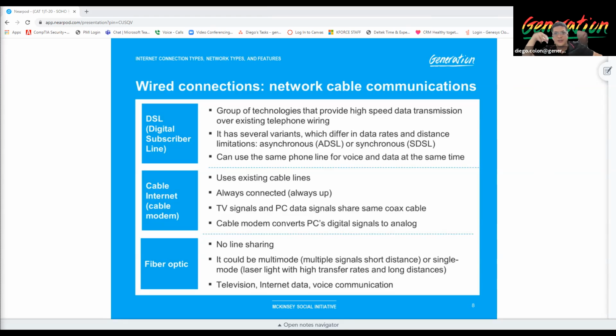Any questions? This again is using POTS lines to be able to send the actual information.